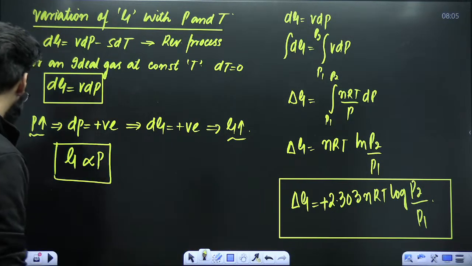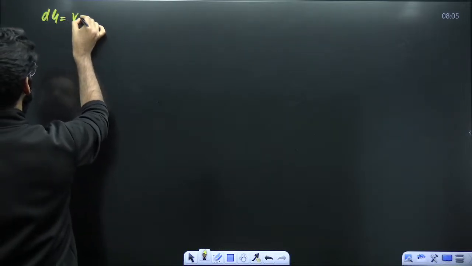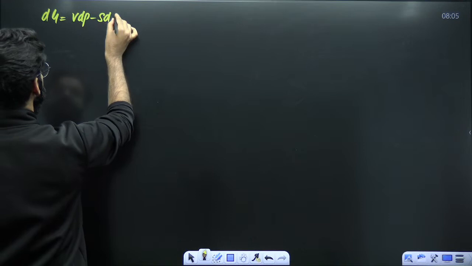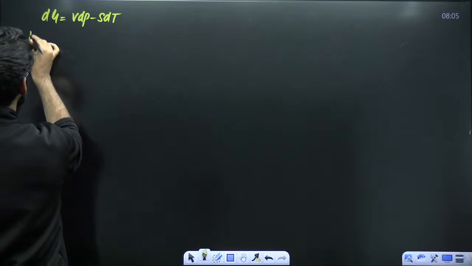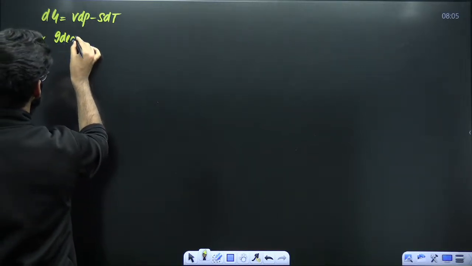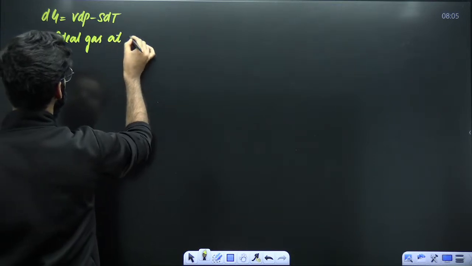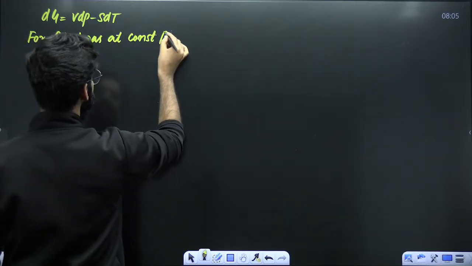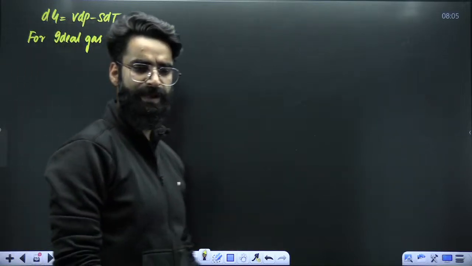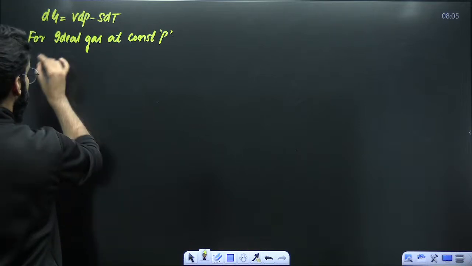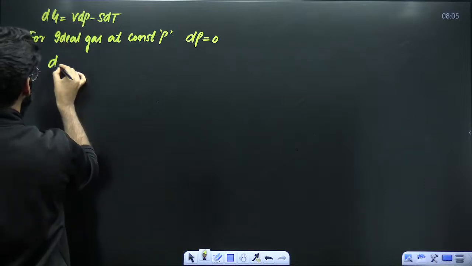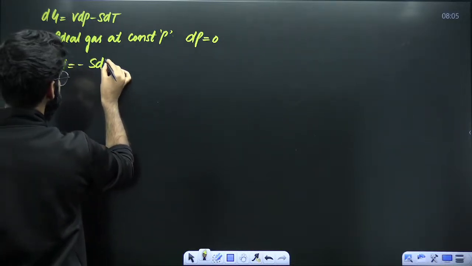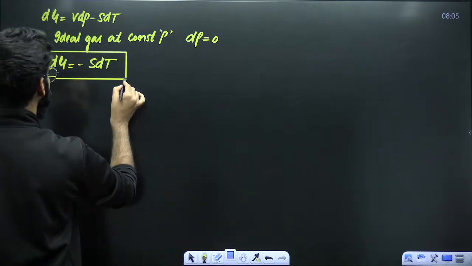Now, guys, there is one more thing. The equation which I gave you in the beginning, that is dG is equal to VdP minus SdT, is valid for the reversible process, right? Now, imagine that we have got an ideal gas kept at constant pressure. If the ideal gas is kept at constant pressure, the change in pressure dP has to be 0. If dP is 0, then dG will be equal to minus S dT, right?